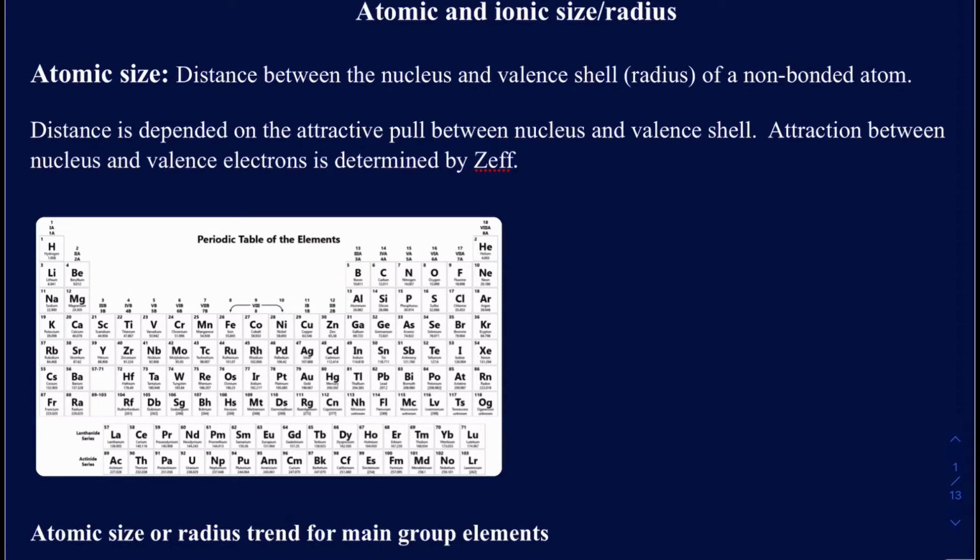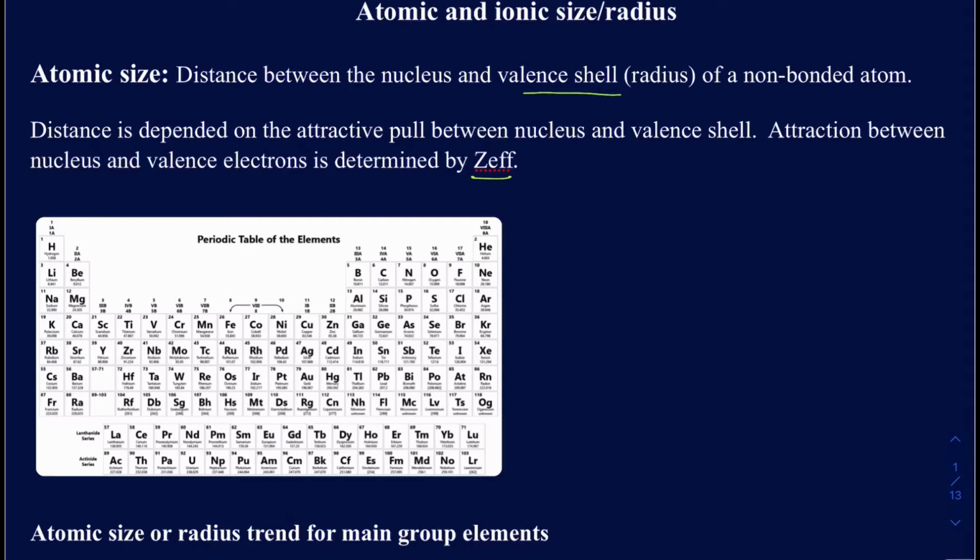In this tutorial, we're going to be learning about the behavior of the atomic size in the periodic table. The atomic size is the distance between the nucleus and the valence shell, which is also called the outermost shell in an atom. Now, the distance really depends on how strongly the valence shell electrons are being pulled in by the nucleus, and that's called the Z effective. We have briefly talked about the Z effective in a different tutorial.